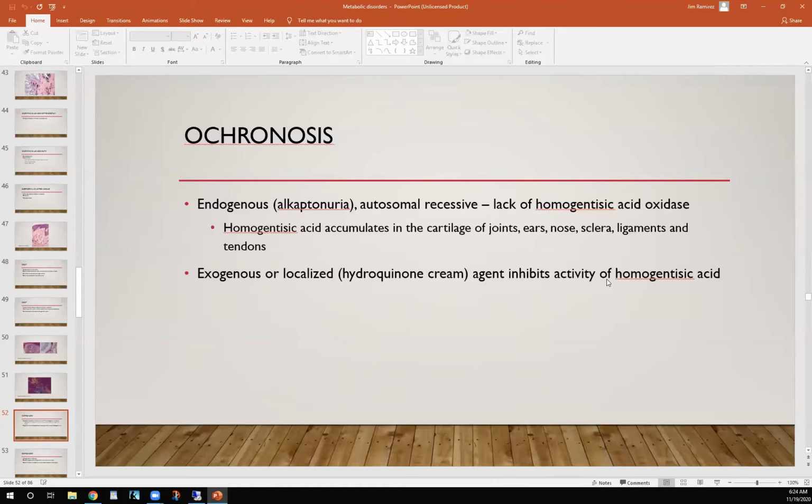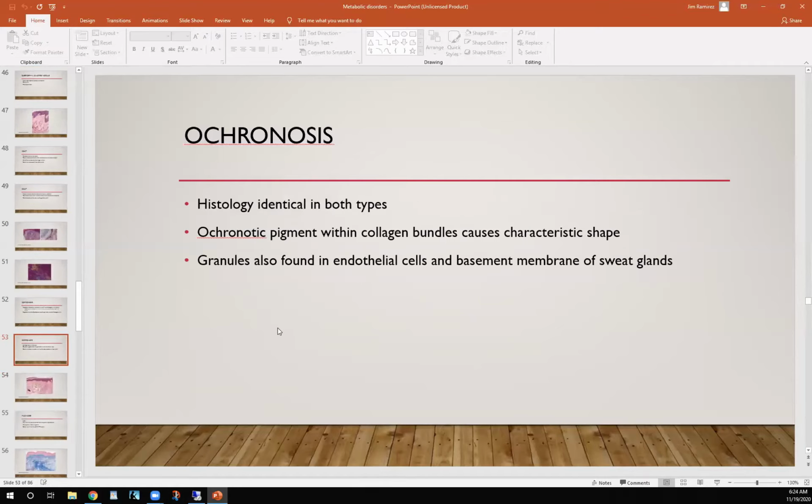These agents inhibit homogentisic acid, and that's the underlying theme of both the endogenous and exogenous variants. That's the pathophysiology, this lack of homogentisic acid oxidase, and you get the accumulation of this homogentisic acid. So these can be identical in both types, but you do get this ochronotic pigment, which I'll show you. I can talk about it, but it's much more fun to show you because it's so characteristic. And you get granules in addition to this pigment. You can get granules found in endothelial cells and basement membrane of sweat glands.